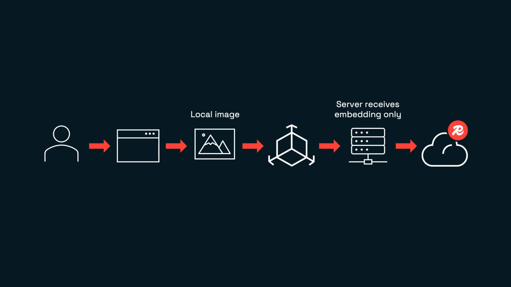Privacy, check. An embedding is going to be a couple to a few kilobytes max. Images, they're usually megabytes. The upload is faster and uses less bandwidth. Performance, check.